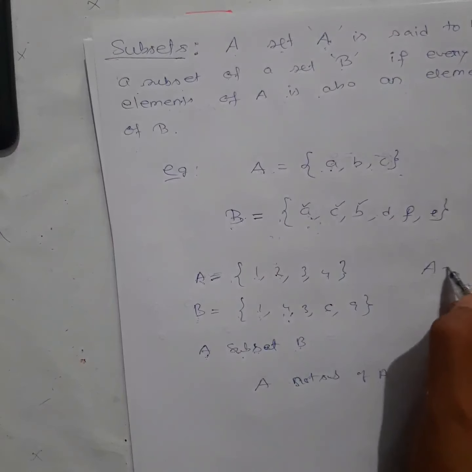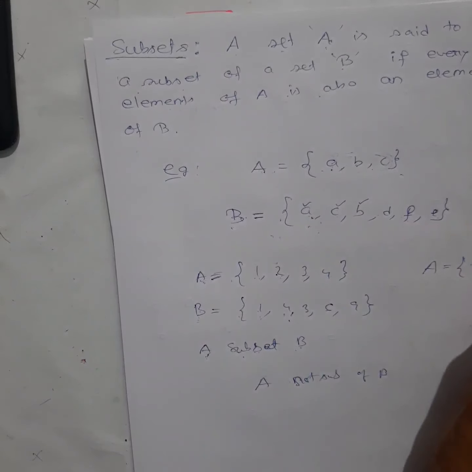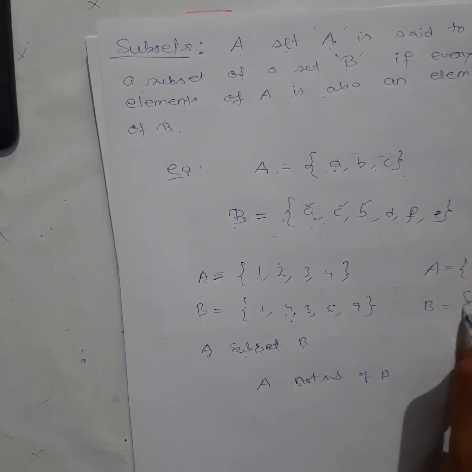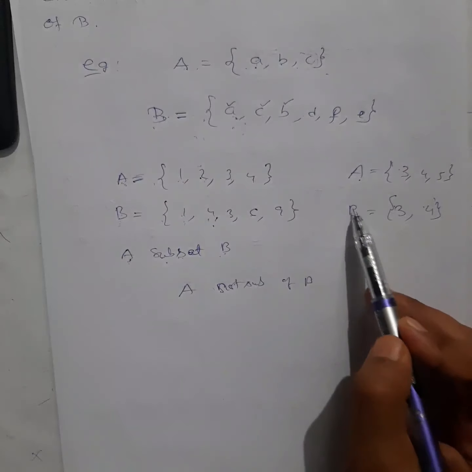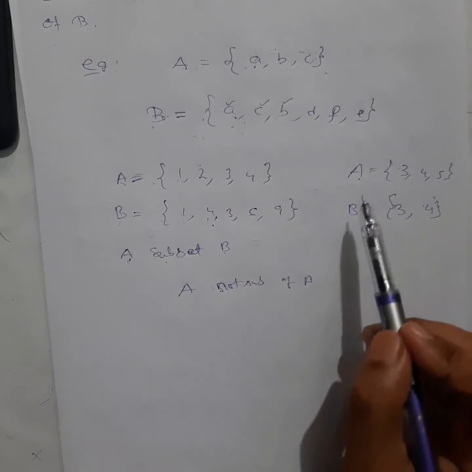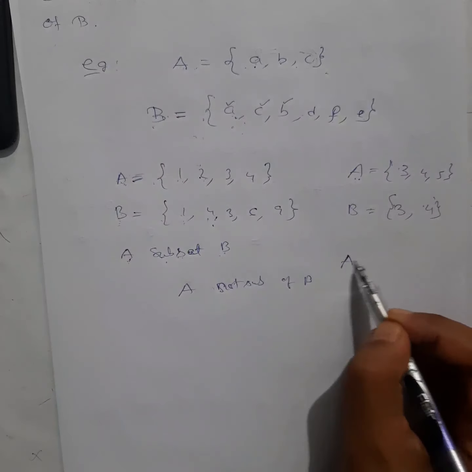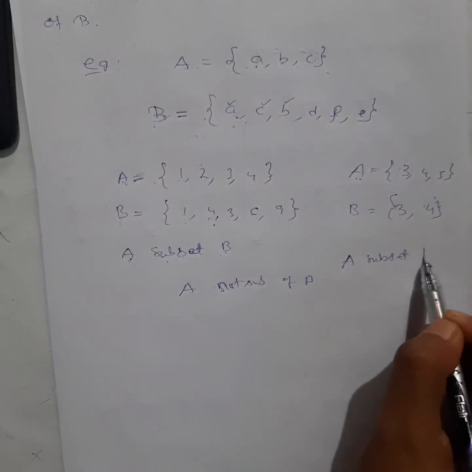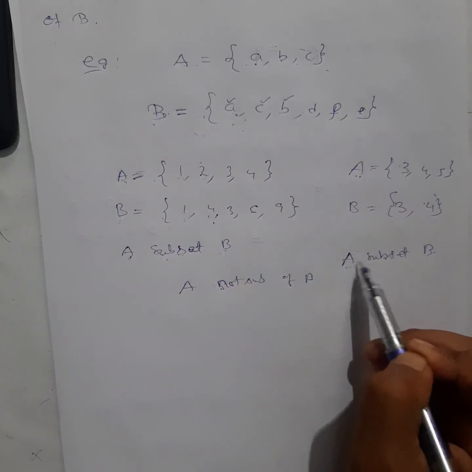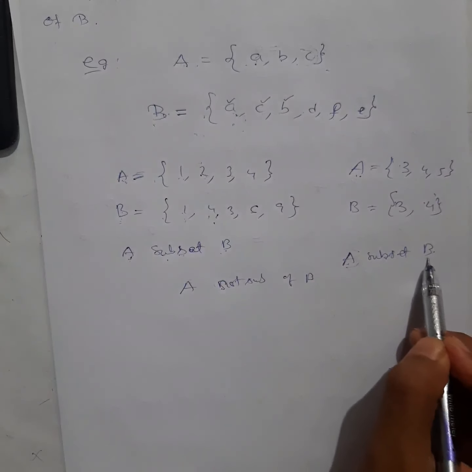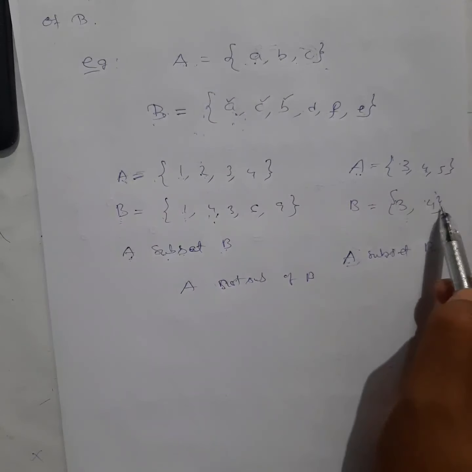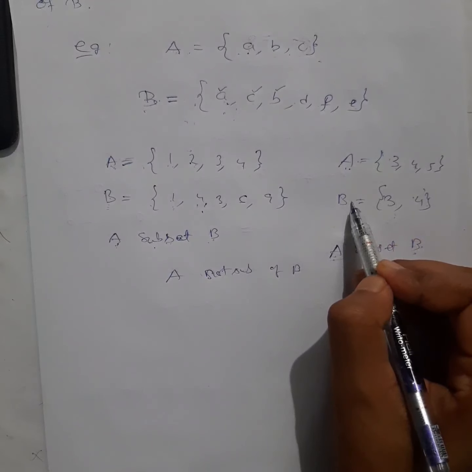Another example you check. A is 3, 4, 5. Here B is, suppose, 3, 4. Then I want to check whether A is a subset of B or not. To check A subset of B, you have to check every element of this one: is it there or not? So 3, 4, 5: is it there or not? You check. No, 5 is not there. So A is not a subset of B.